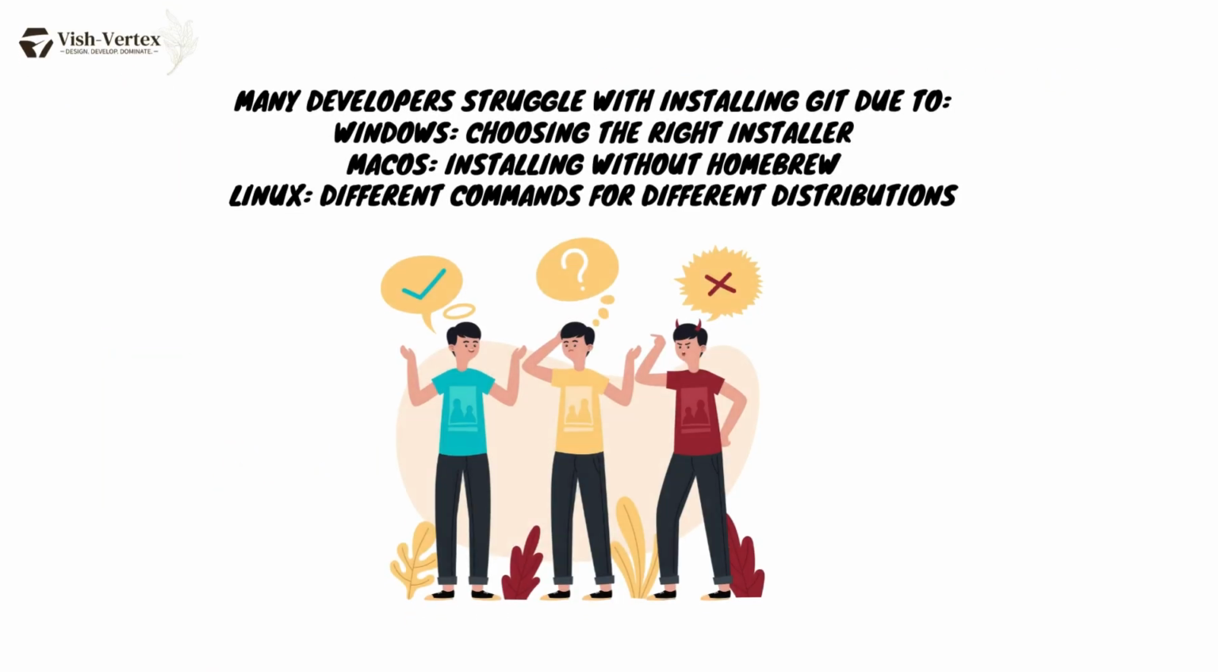Now, let's talk about some common headaches folks face when installing Git. First off, you might not even know where to start. Each operating system has its own quirks, and it can feel overwhelming. For Windows users, there's the confusion of choosing between different installers. On macOS, you might be tempted to use Homebrew, but what if you don't have it installed yet? And for Linux users, well, it's a bit of a maze with different package managers and commands for various distros. All these hurdles can lead to frustration and wasted time, right? But don't worry, I'm here to guide you through it all.